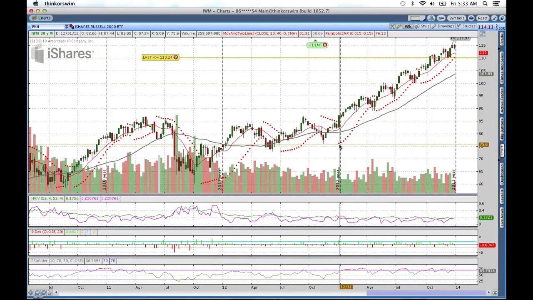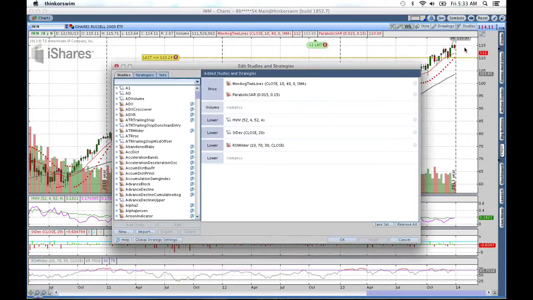The dotted red line is the Parabolic SAR, the Parabolic Stop and Reverse, and this is the primary indicator for this system. Essentially it's a one indicator system, and it's really simple. That's the point, really. If we go to Studies, Edit Studies in Thinkorswim, you can see I have the Parabolic SAR on there. It's just a standard Thinkorswim study, but I've slowed the default settings down to 0.015 and 0.15. The 0.015 is the acceleration factor, and the 0.15 is the acceleration limit.